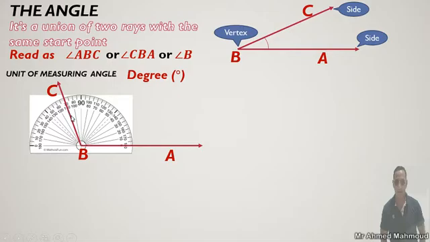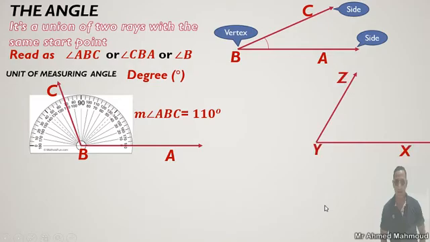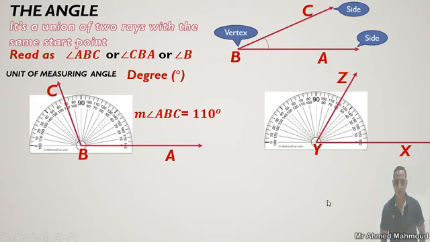Then the measure of this angle by using this protractor is 110 degrees. Another example, if we have another angle like this, X, Y, Z, and we use the protractor here like this, then its measure: 0, 10, 20, 30, 40, 50, 60. As we see here, it's 60 degrees.